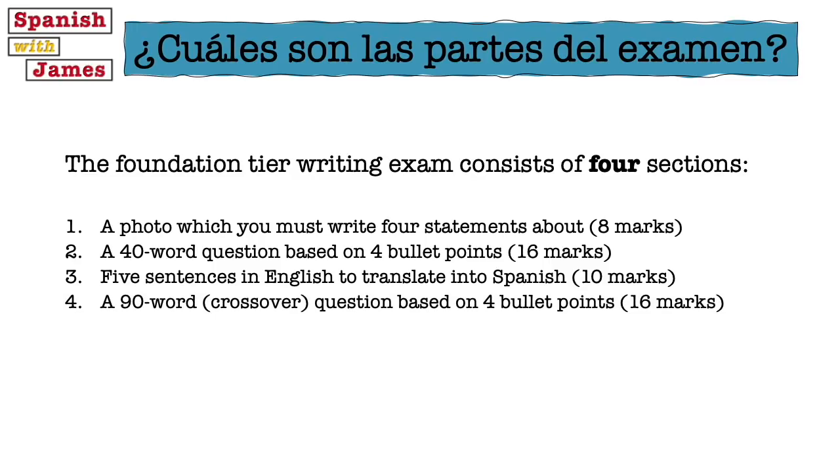And then finally, section 4 is a 90-word question, again based on 4 bullet points, and again it's worth 16 marks. And this is what's called the crossover question because it's section 4 of the foundation paper and it's section 1 of the higher paper. So all students will do this question.